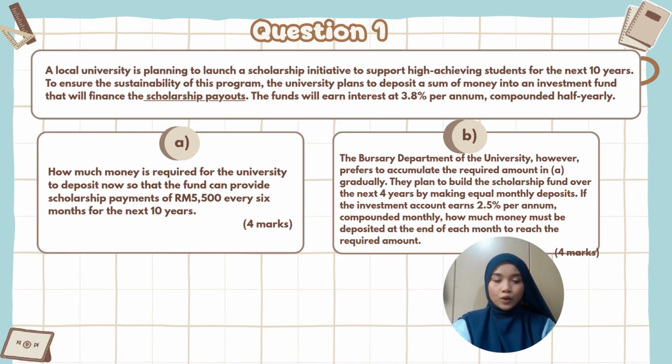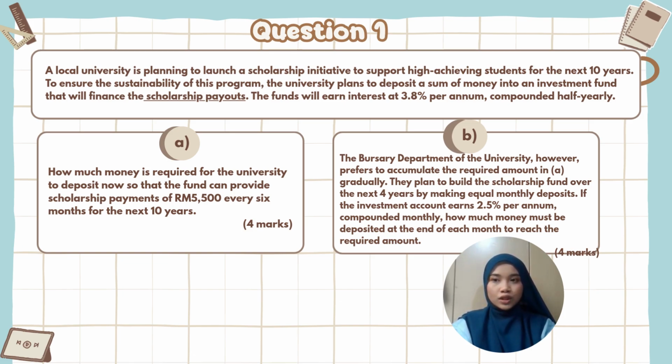Next, we move to part B, question number 1. You can pause this slide if you want to read the question. First of all, we need to know which chapter this question is based on, from a keyword given. The keyword given in this question is scholarship payouts. We know that a scholarship will be paid at the same time and the same amount. So obviously, this is chapter 4 of business mathematics, which is annuity.